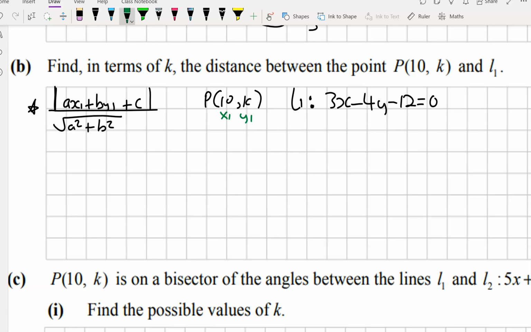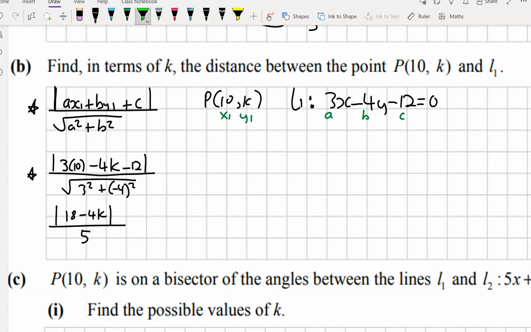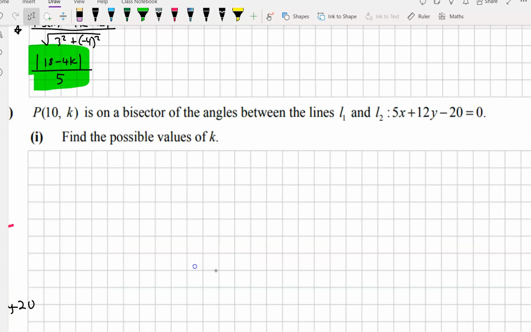It's the distance from the point to L1. So a is 3, b is minus 4, c is 12. So I just fill those into my perpendicular distance formula. Once I've subbed all those values into the formula, I just need to simplify. Once simplified, I can see the perpendicular distance from the point P to the line L1 is the absolute value of (18 minus 4k) over 5. That's because the square root of 25 will give me the 5 underneath.